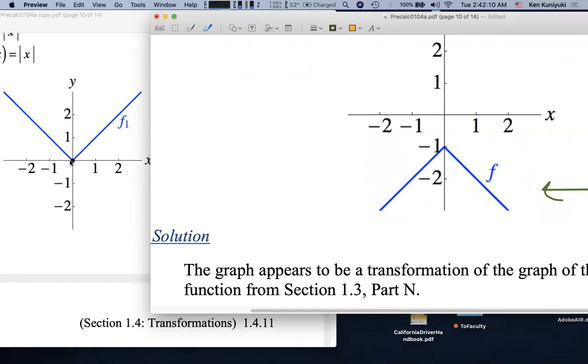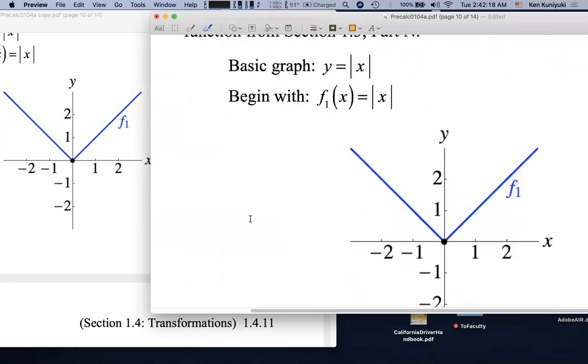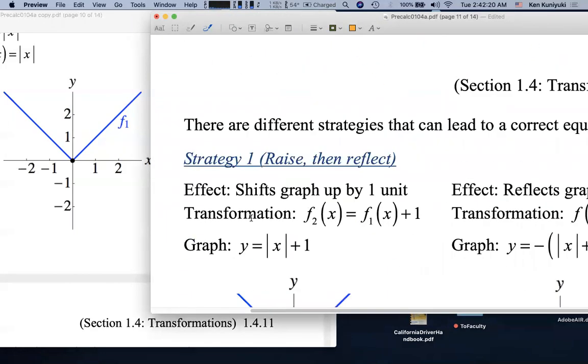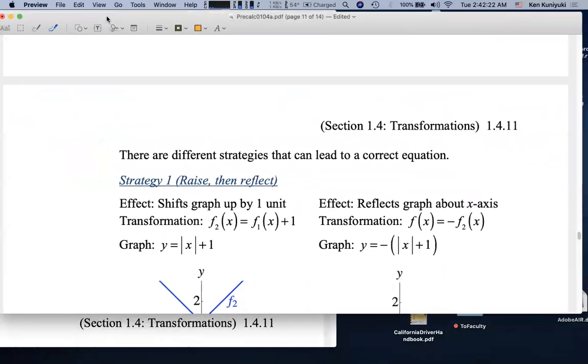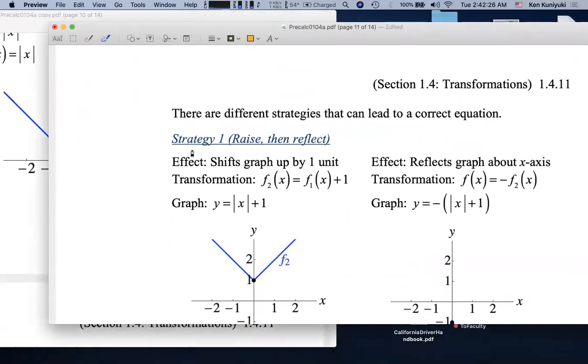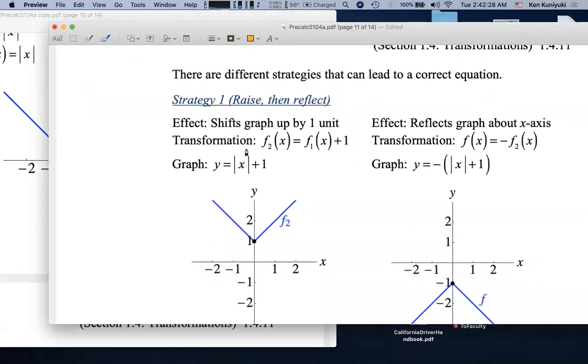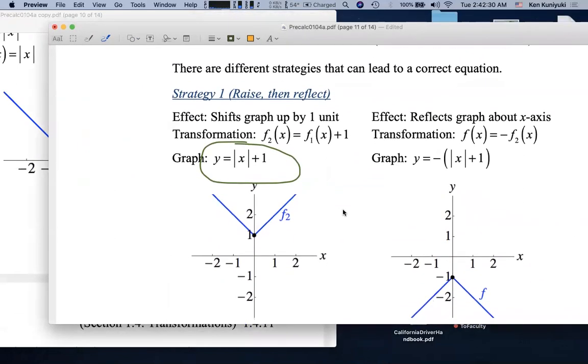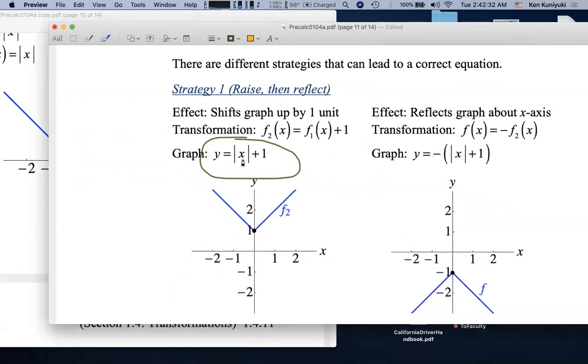You don't want to go down before you reflect. You want to go up before you reflect. It's that old saying, the taller they are, the harder they fall. Strategy 1, this is correct. This will work. Raise, then reflect. You actually want to add 1. Raise the V graph by 1 unit. So you have y equals absolute value of x plus 1. And then you reflect. You multiply all of the right-hand side, all of it, by negative 1.